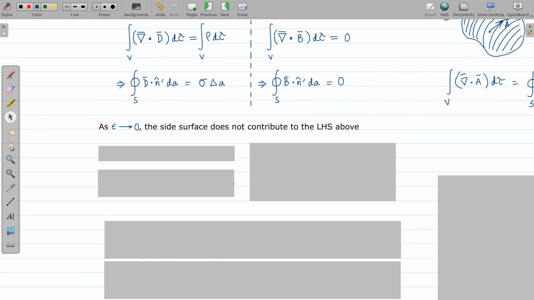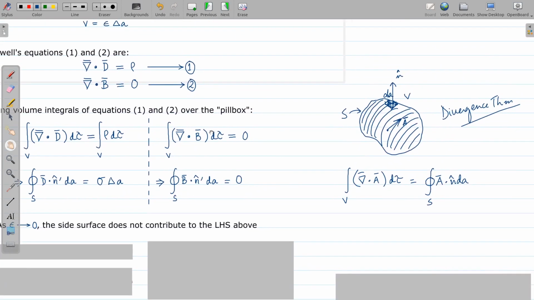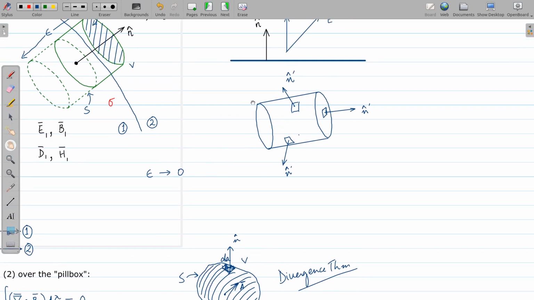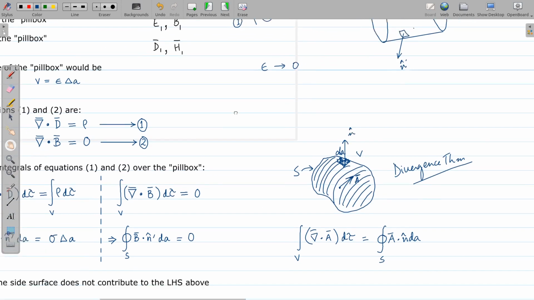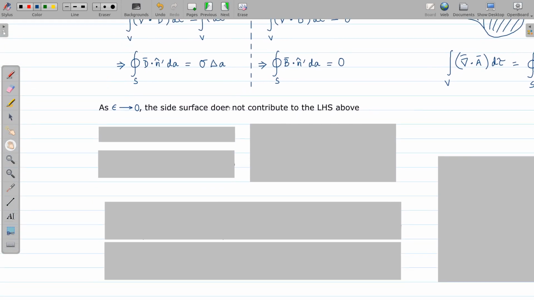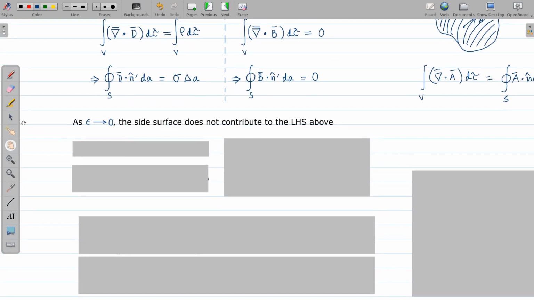As epsilon tends to 0, the side surface does not contribute to the left hand side above, which makes sense because as epsilon becomes smaller and smaller, the side surface is going to shrink. The only surfaces which remain steady are the top surface and the bottom surface. So the contribution of the side surface to this integral and to this integral is going to become 0.